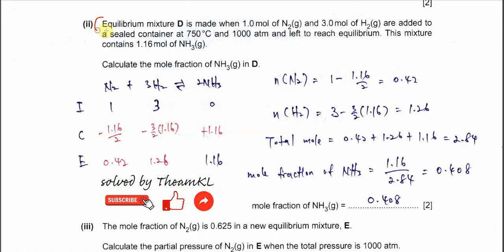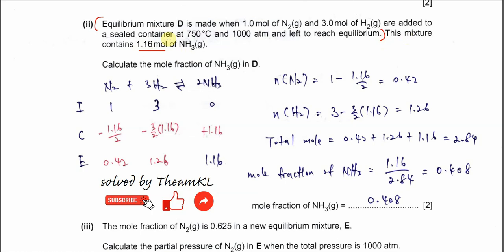Equilibrium mixture D. D means it's not really in the table now, it's another new equilibrium mixture. It is made when 1 mole of nitrogen and 3 moles of hydrogen are added to a sealed container. Temperature is 750 and 1000 atm, and we just leave it to reach equilibrium. After it has reached equilibrium, the mixture contains 1.16 mole of ammonia.